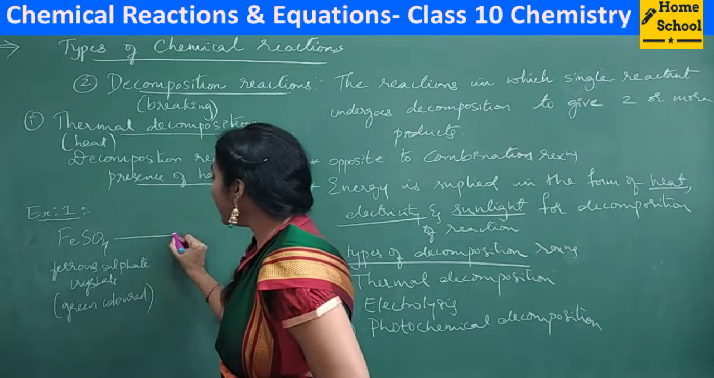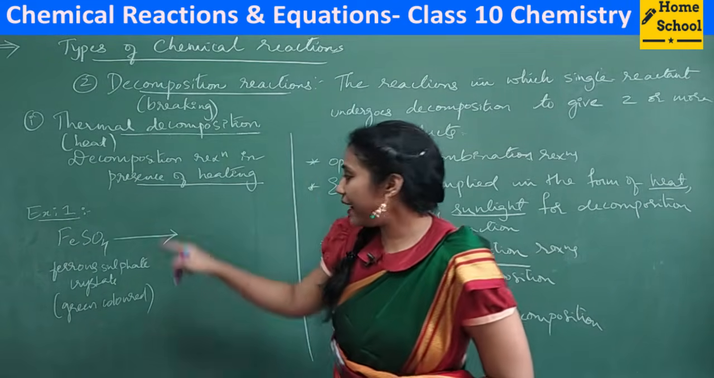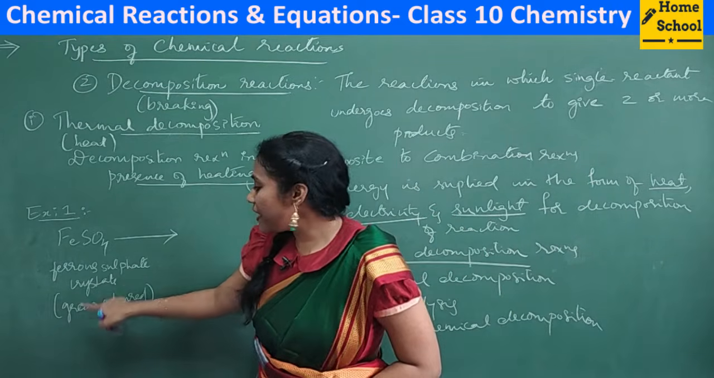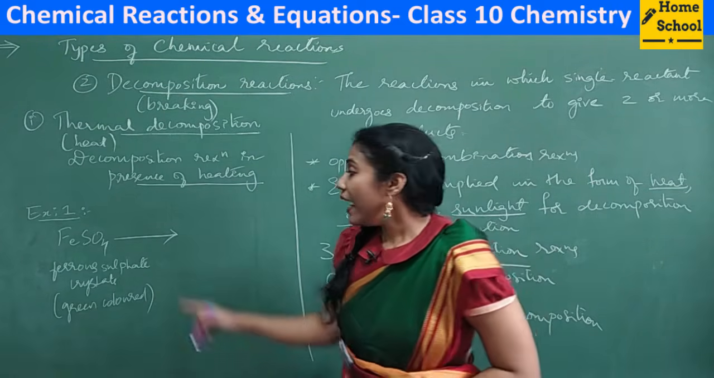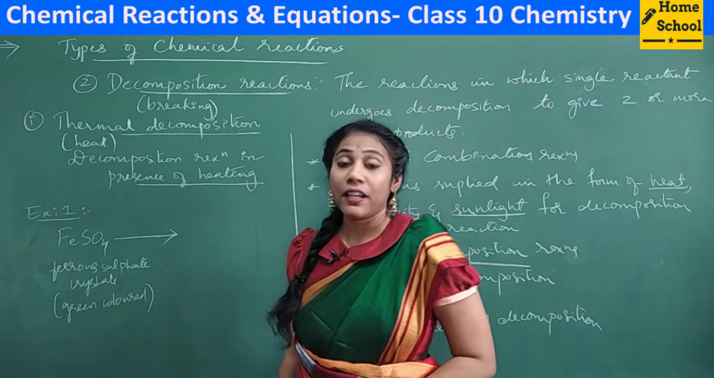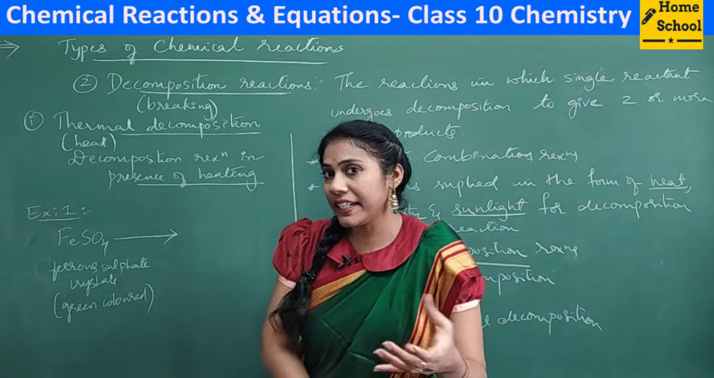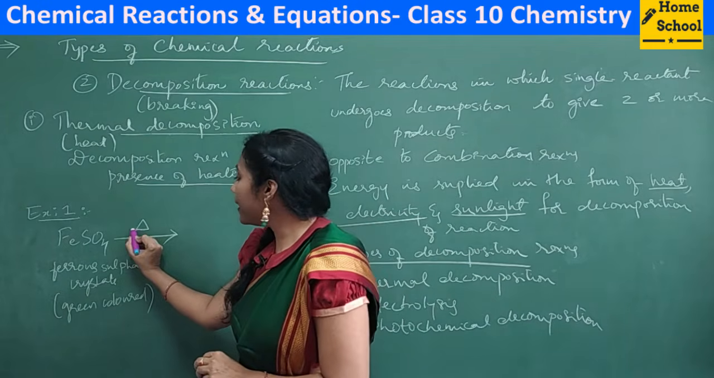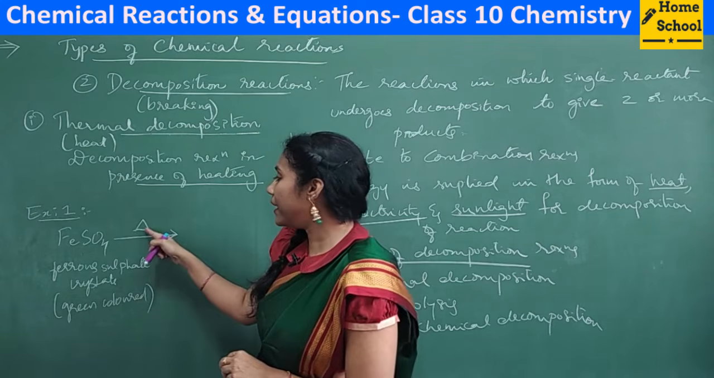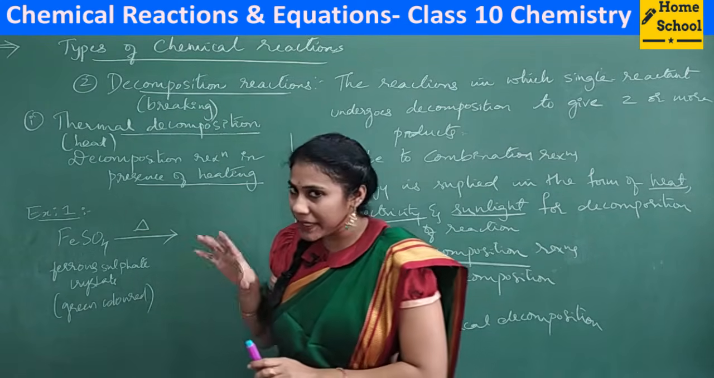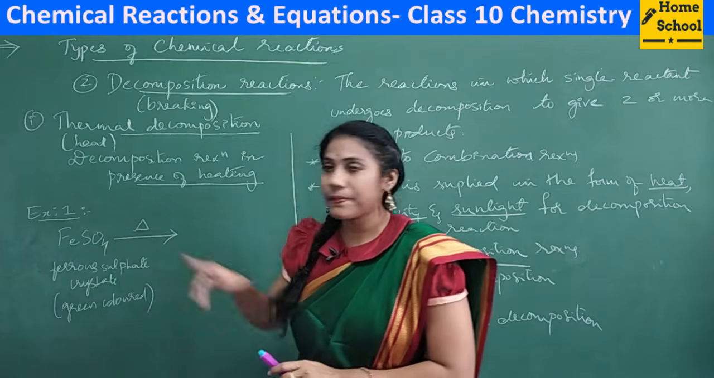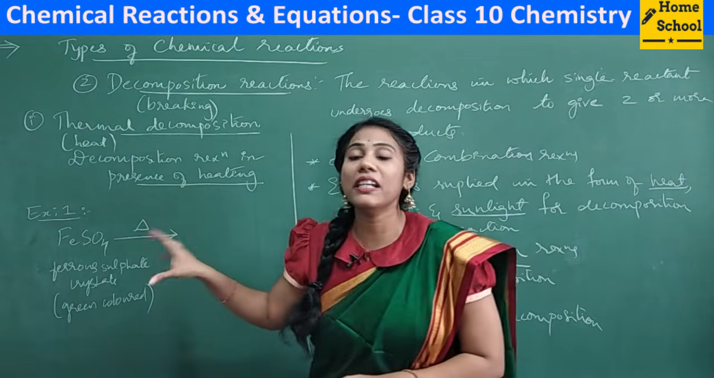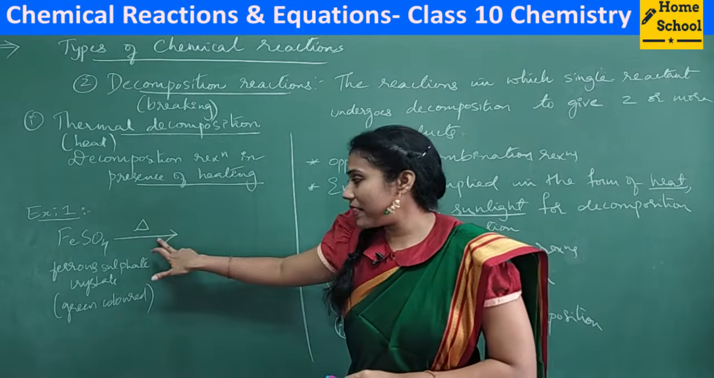So the moment you heat, see, I took a single reactant. Reactant is only one, that is ferrous sulfate, and the color of this ferrous sulfate is green. And I am heating this ferrous sulfate. Whenever you are heating a certain reaction, that heating should be mentioned with a symbol, a triangle. If you put a triangle above the arrow mark, it means that you are heating this.